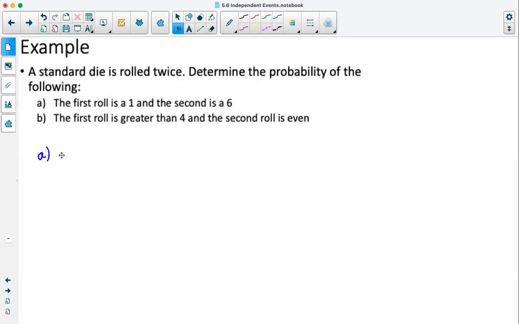So for A, we'd have the probability of a 1 and a 6 is equal to the probability of rolling the 1 times the probability of rolling the 6. So that's just going to be 1/6 times 1/6, which is 1/36.